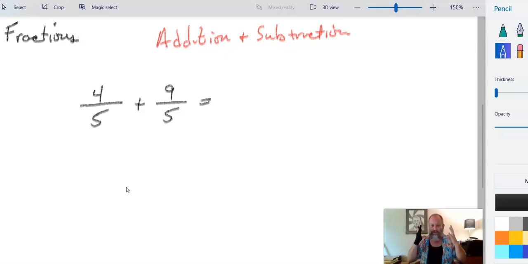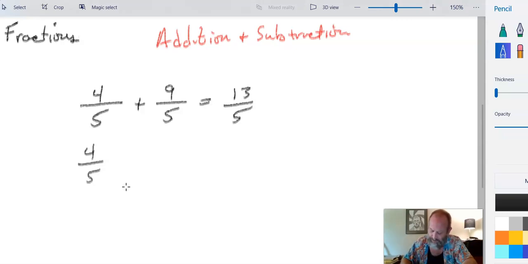And if you just think about it in terms of how you say it, I have 4 of these fifths, I have 9 of these fifths. How many fifths do I have? Well, you have 13 of those fifths, right? And that's really what the basics of addition and subtraction are. I mean, we could switch this too. I could switch it to subtraction just as easily.